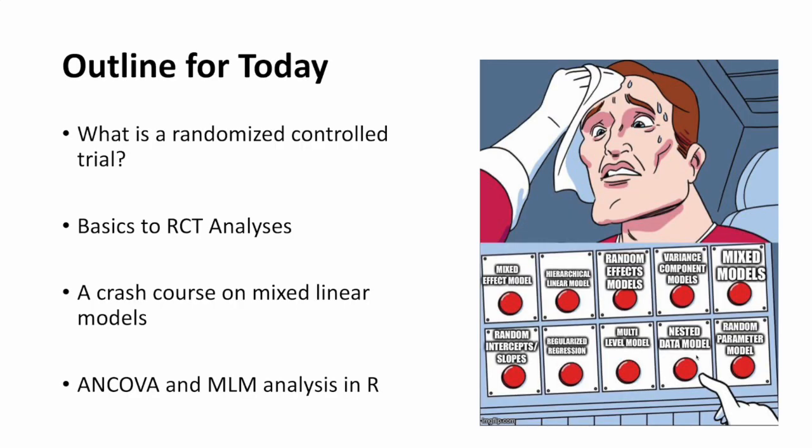We're going to spend some time here talking about what a randomized control trial is, the method that we use for doing RCTs. We'll talk a little bit about the basics to RCT analysis in terms of what we do and what we do not do. Then I'm going to spend some time talking about ANOVA, ANCOVA, and mixed linear models. I'm going to try and provide you with a brief overview of what a mixed linear model is and how it runs and what you should be doing. And then we'll spend some time going over how we can run ANCOVA and mixed linear models using R.